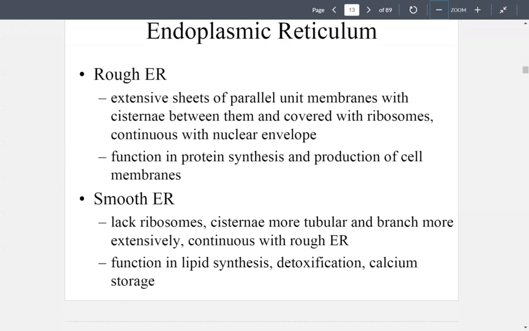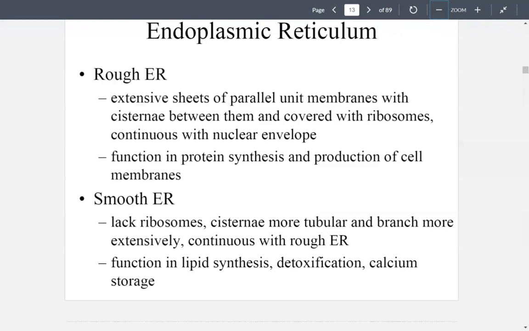Rough ER is going to be parallel units of membranes with folds and pockets within them. They are going to run continuous with the nuclear envelope, meaning they're going to run right into each other. And rough ER is going to be involved in protein synthesis and production of other cell membranes. Rough ER is going to run continuous with smooth ER if the cell has smooth ER.